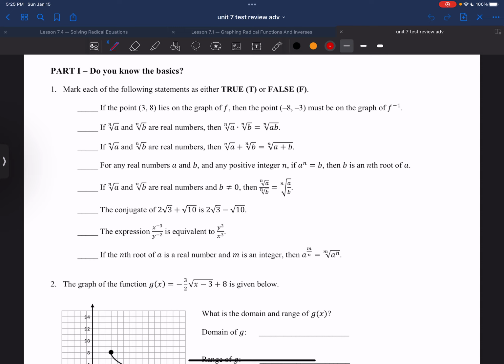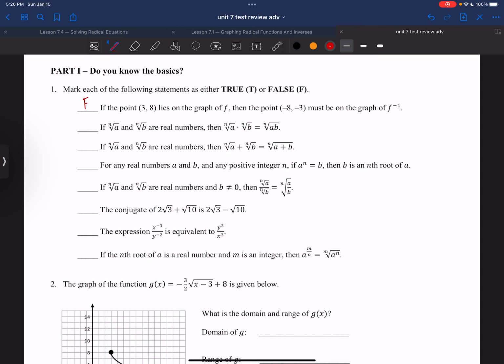So, first question here is true or false statements. So let's just talk about these. The first one says, if the point (3, 8) lies on the graph of f, then the point (-8, -3) must be on the graph of f inverse. Well, we can't say that. It might be true, right? But given only this information, I cannot conclude that that is true, all right? So I will say that this is not always true, so this statement is false.